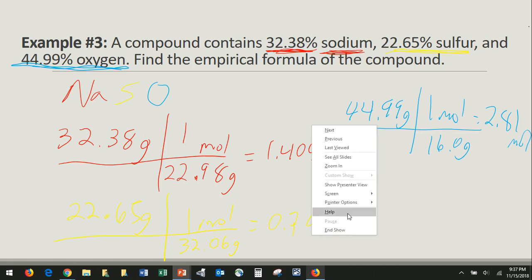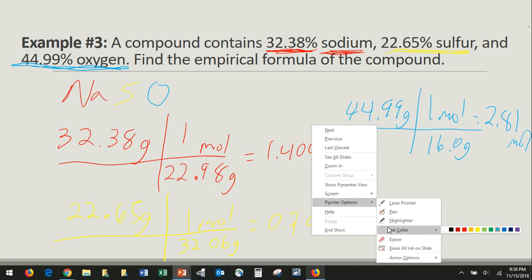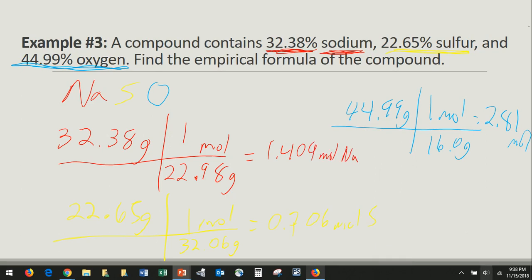How am I going to do this? Let's go with, I guess, I'm going to change to black. So this is the smallest. And that's a little shout out to the Steelers. All right, so we're going to divide everything by the smallest.